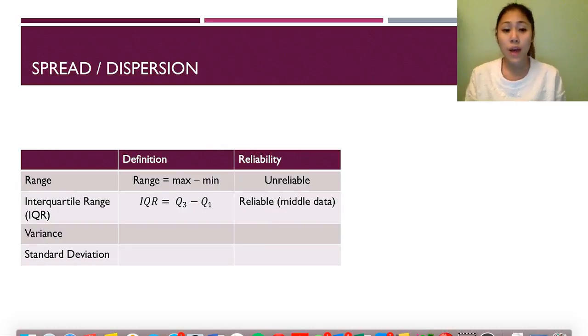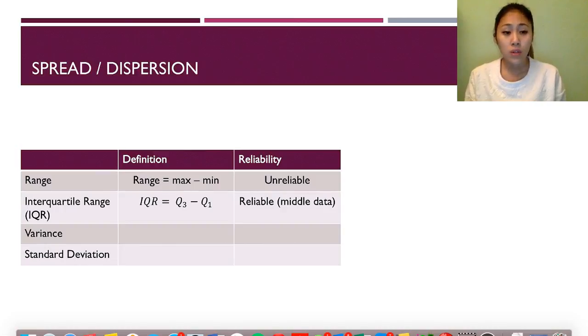Range is defined as max minus minimum, so the maximum, the largest number in your data set, minus the smallest, the minimum number. In terms of reliability, this is unreliable, right? This is kind of like the mean that we talked about last time, where you're using maximum and minimum values. So just like the mean, the extreme values, max and min, would affect it.